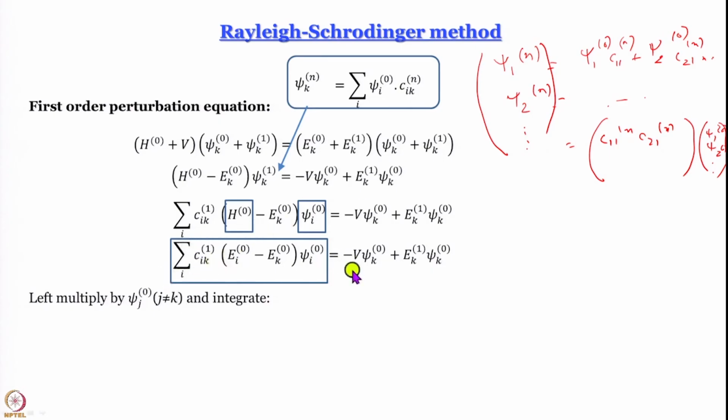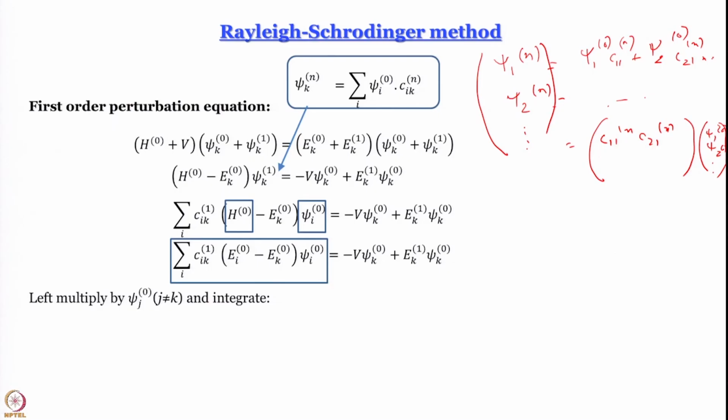In this entire summation, which term will survive? The term in which i is equal to j, is it not? Because this I am going to integrate, I am going to get something like the integral of psi j 0th star psi i 0th d tau. So, that will only be equal to 1 when i equals j; for all other values of i it is going to be 0. And what about the right hand side?